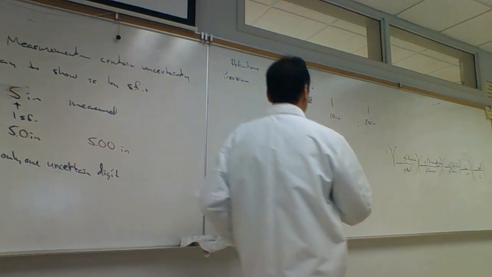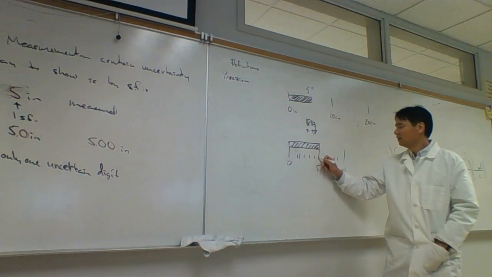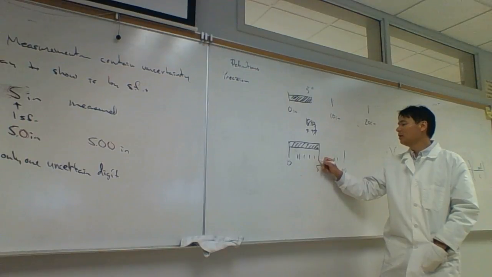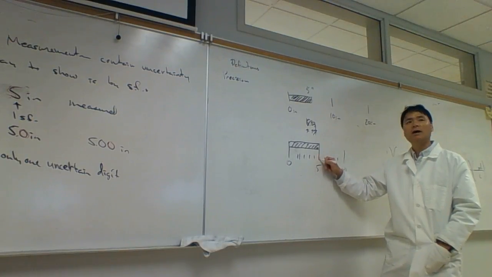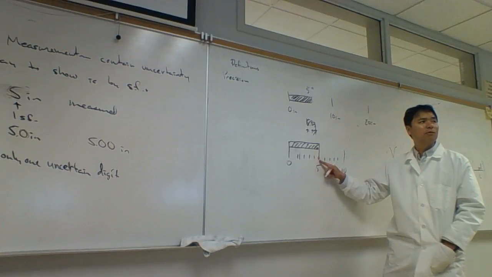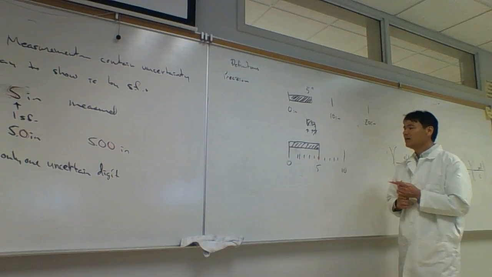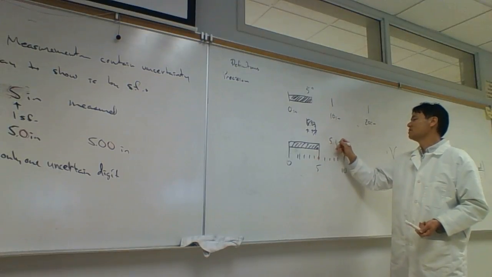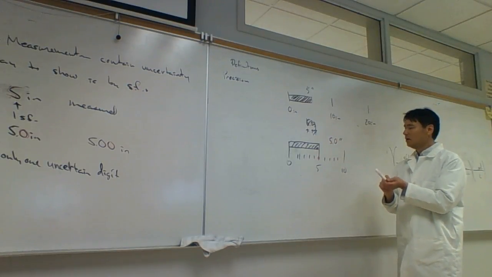Well, it might be 4.9, which would just be a hair below the 5 line, or it might be 5.1, which would be a hair above. And so we're going to guess that it's right on the line. It's not at 4.9, it's not at 5.1, it's at 5.0. And so that's my guess here. My guess is it's 5.0 inches.